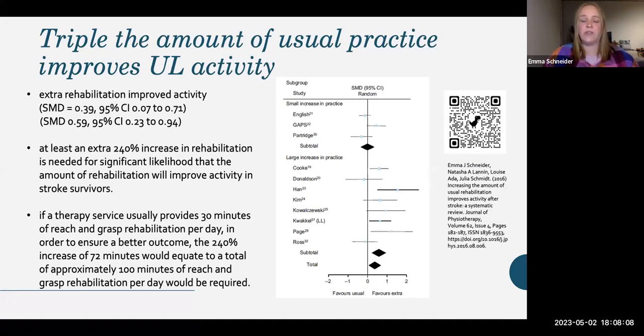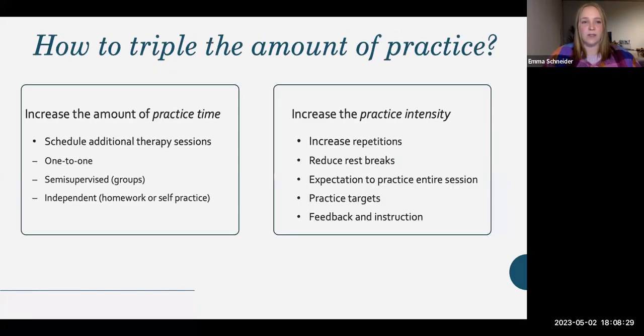Now, this is just reach and grasp practice, so more of the same. We can't keep mixing multiple different things in because that doesn't lead to an intensity of practice change. But I think we just want to stop here and acknowledge that that's a lot of practice, right? 100 minutes a day is a lot, and by no means are we expecting for a therapist to be there for all of that practice. So how can we look at ways to deliver that practice?